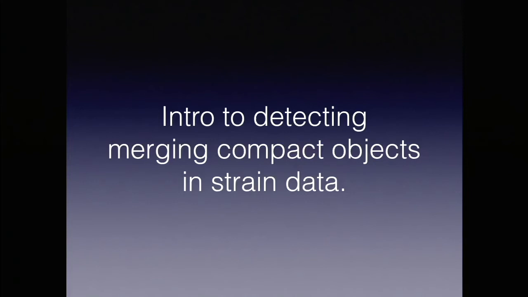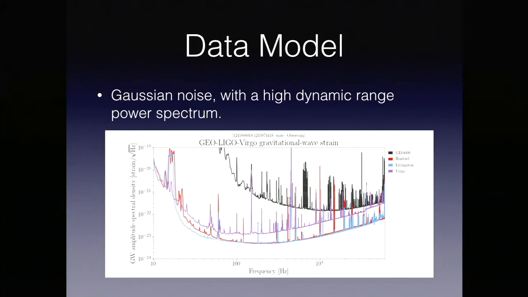The first thing you need to know is the data model. How does the data look like? Basically, the data is constructed from Gaussian noise with a high dynamic range power spectrum. That's the zeroth order approximation of what the LIGO data is. So what do I mean by that? I mean that the noise power is extremely uneven between different frequencies.